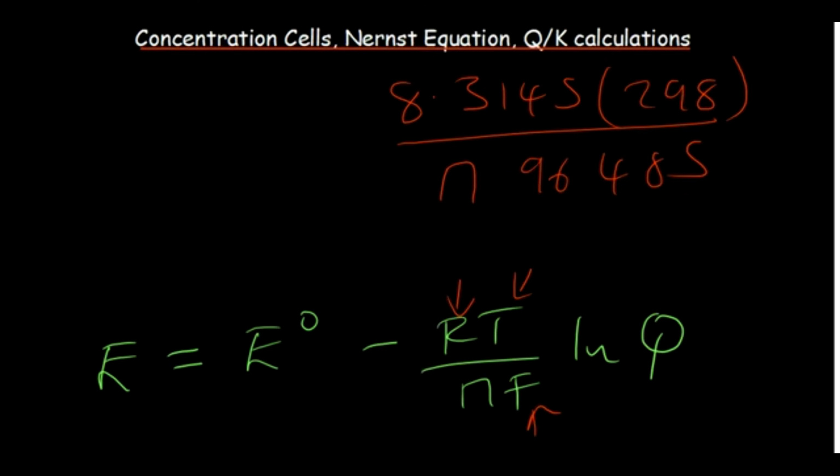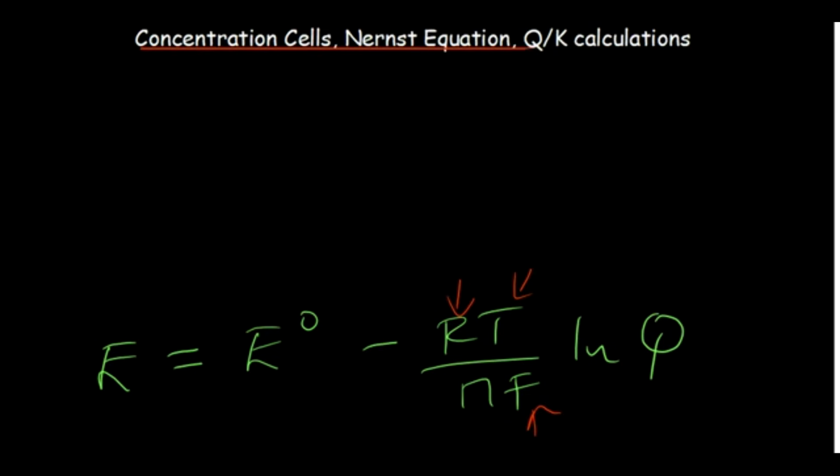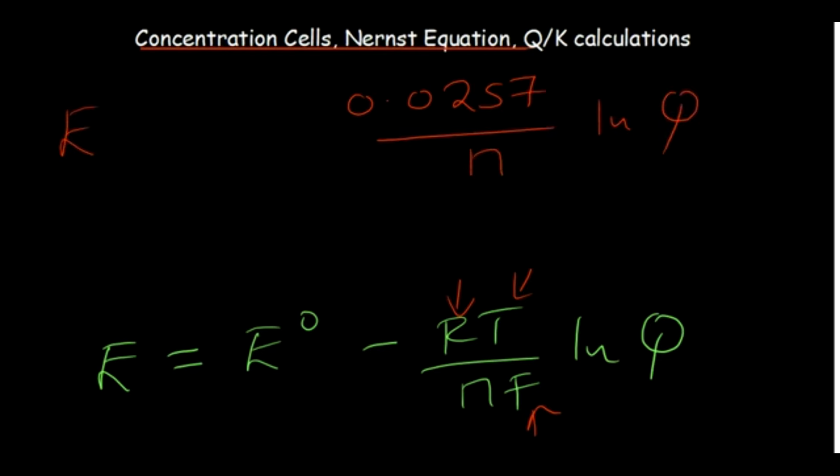So 8.3145 multiplied by 298, divided by 96,485. After performing all those calculations, I'm getting 0.0257. Remember there was the n down there, so it is 0.0257 over n times the natural log of Q. This is the simplified form of the equation in terms of the natural log, whenever you're dealing with 25 degrees Celsius or 298 kelvins.